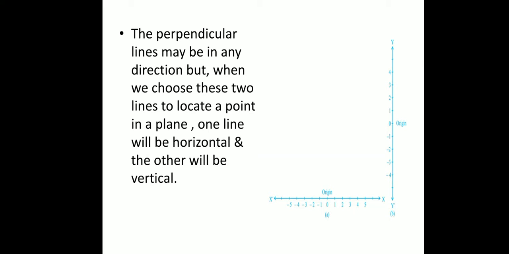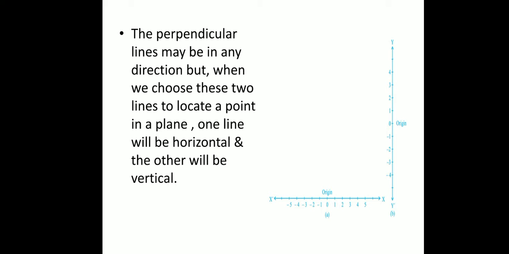The perpendicular lines may be in any direction, but when we choose these two lines to locate a point in a plane, one line will be horizontal and the other will be vertical. These lines are actually obtained as the two number lines, calling them x'x and y'y.